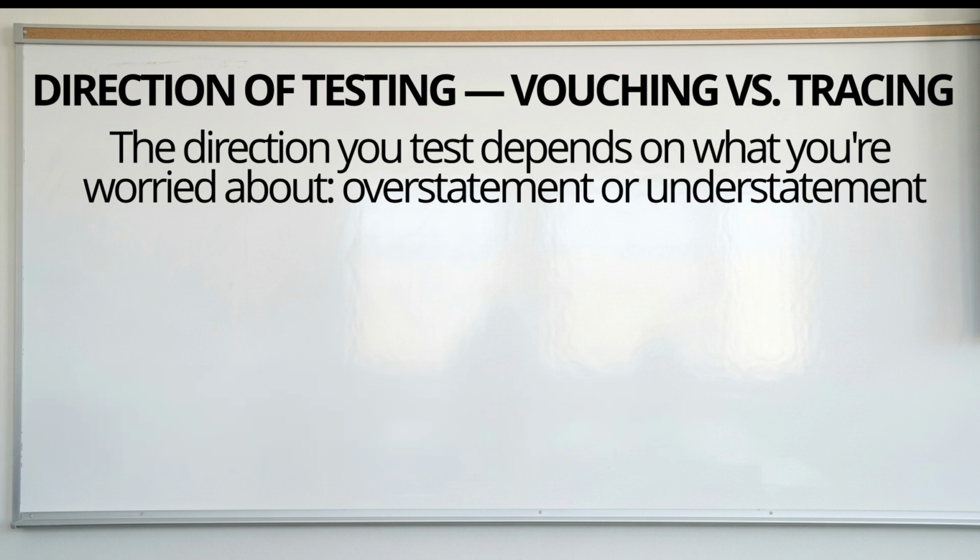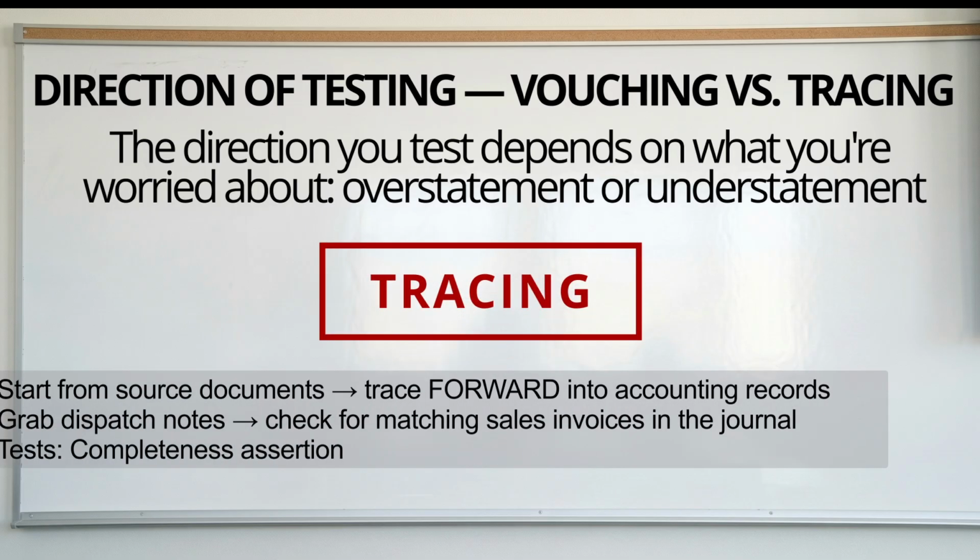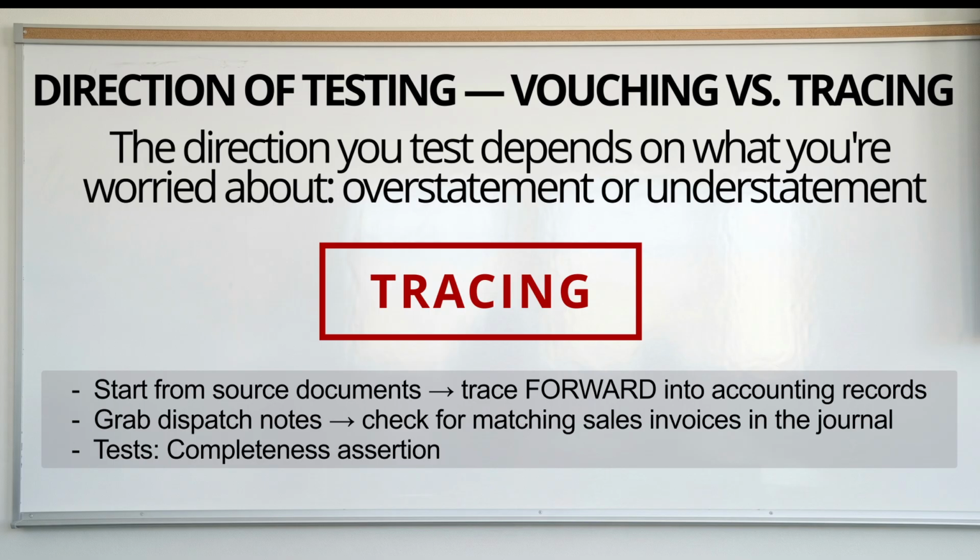If you're worried something is understated, something exists that wasn't recorded, you go the other way. You start from the source documents and trace forward into the records. This is called tracing. You grab a stack of goods dispatch notes and check whether every single one has a matching sales invoice in the journal. If some don't, you've got unrecorded revenue.